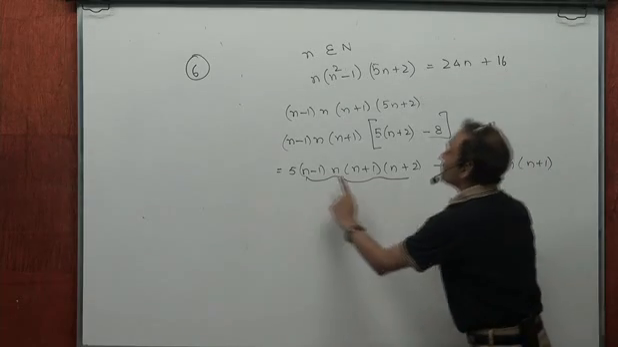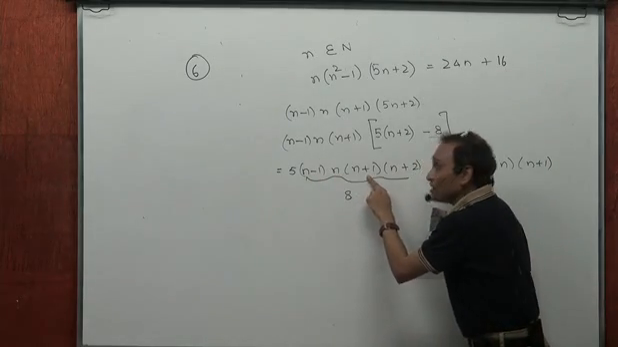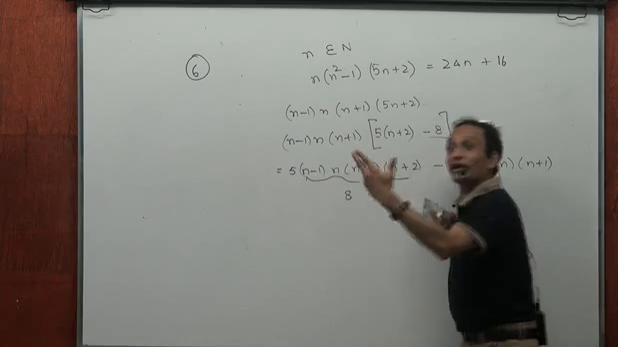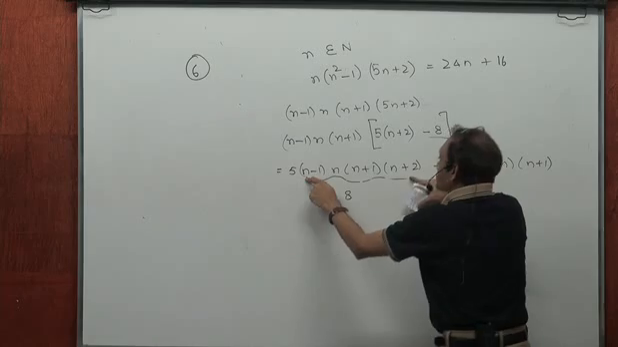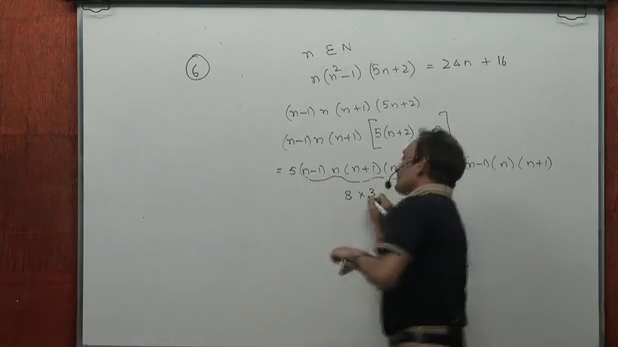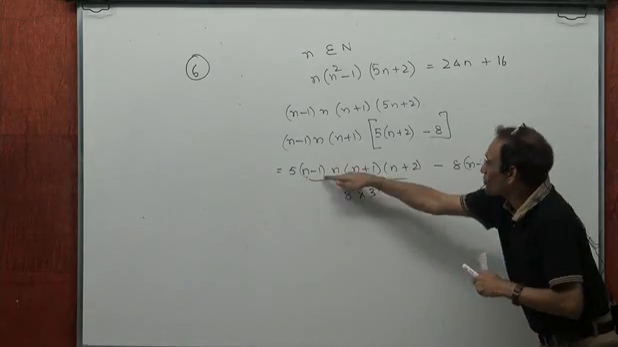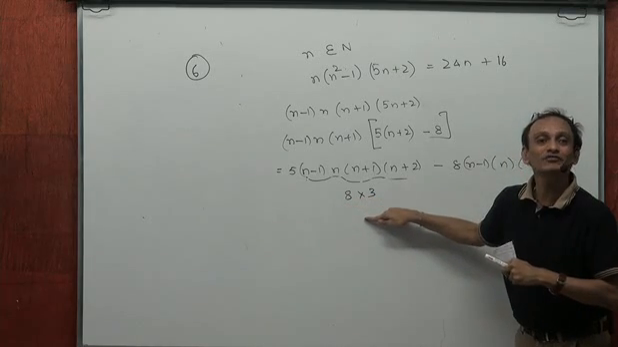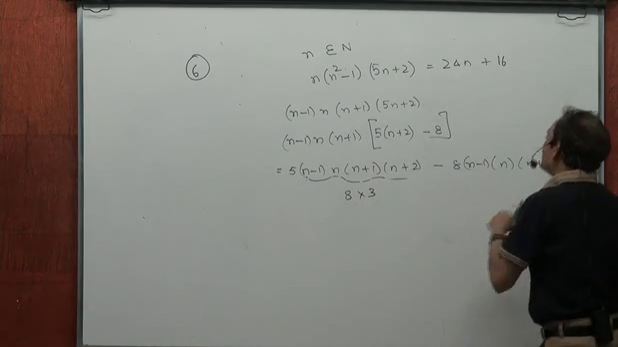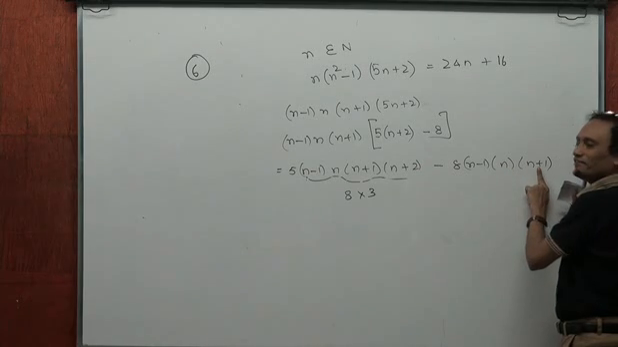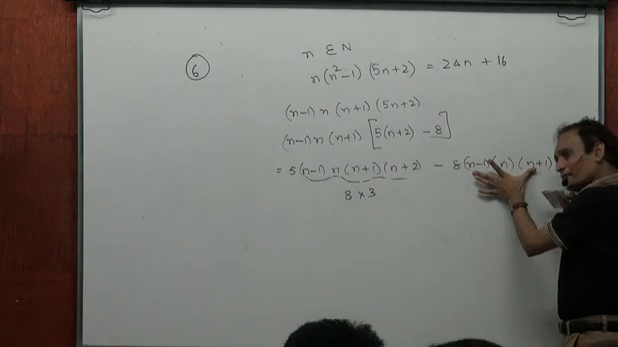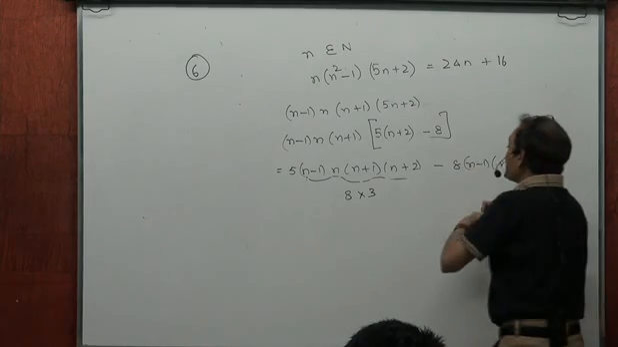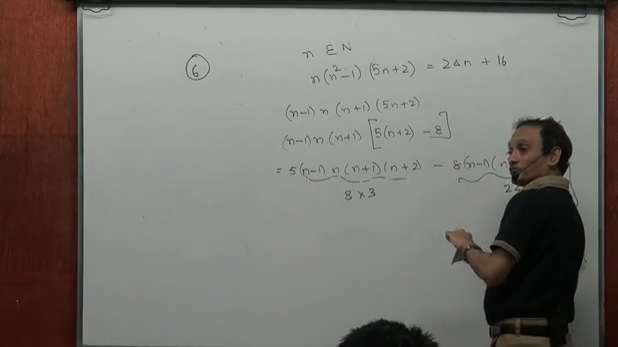And yes, these are three consecutive integers. If you take any three consecutive integers, one of them must be a multiple of 3. So this whole thing is also divisible by 3. So this product must be divisible by 24.